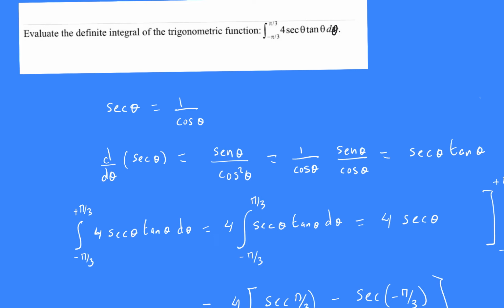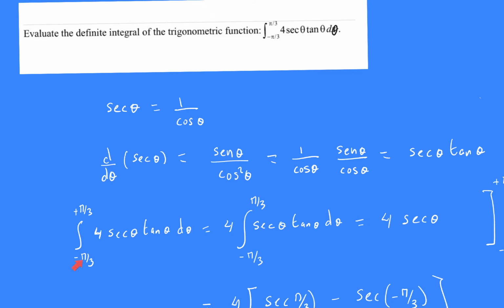What we have learned is that any derivative equation takes you to an integral equation. And what it says is that the integral of secant theta tangent theta d theta will be secant theta. The antiderivative of secant theta tangent theta is secant theta. So we do the problem.